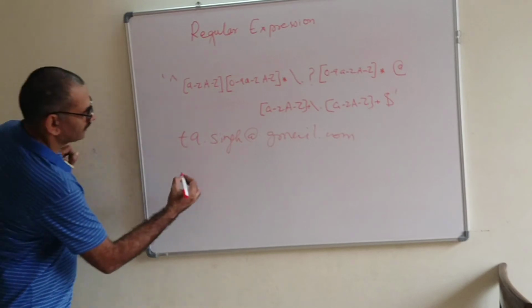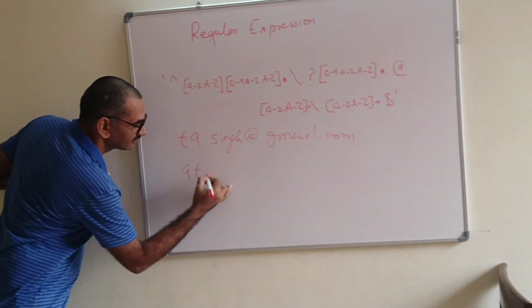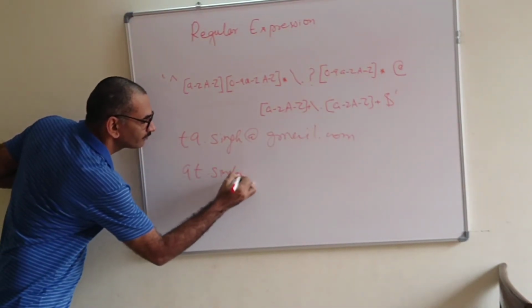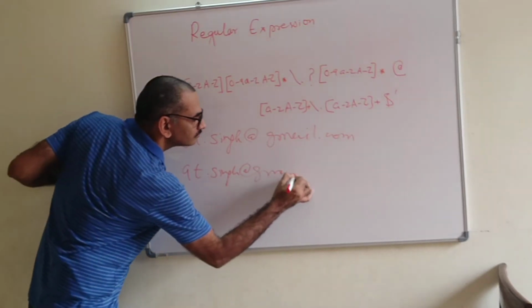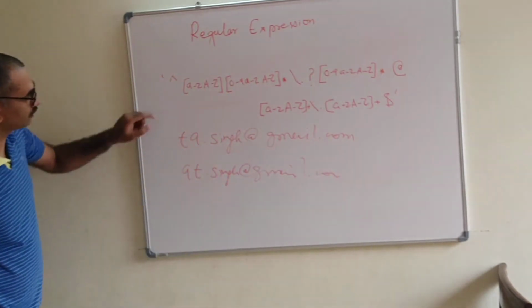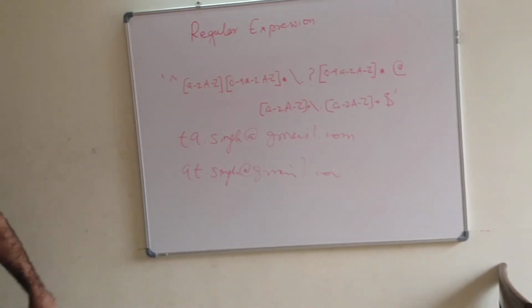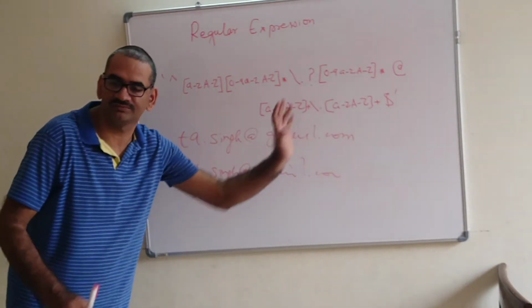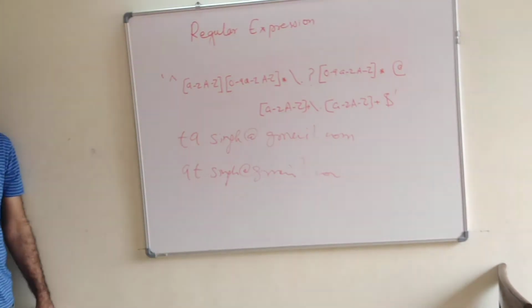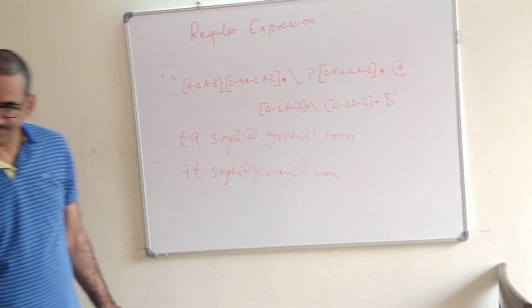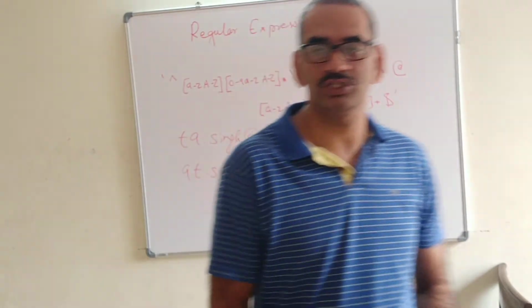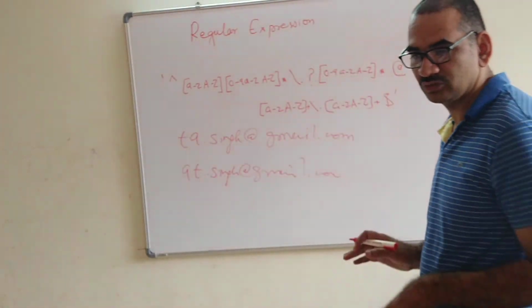Okay, 9t dot sync at gmail.com will not match because it is asking for the first character to be an alphabet, which is not the case here, so it fails. So this will not be a valid email. Got it? Now if you have any questions, any specific pattern you want to ask?